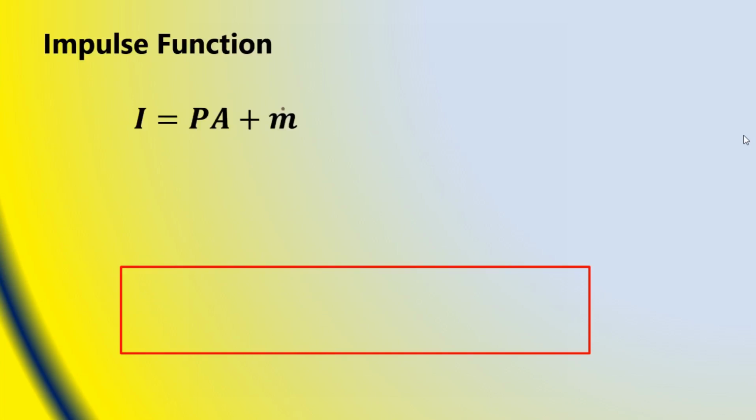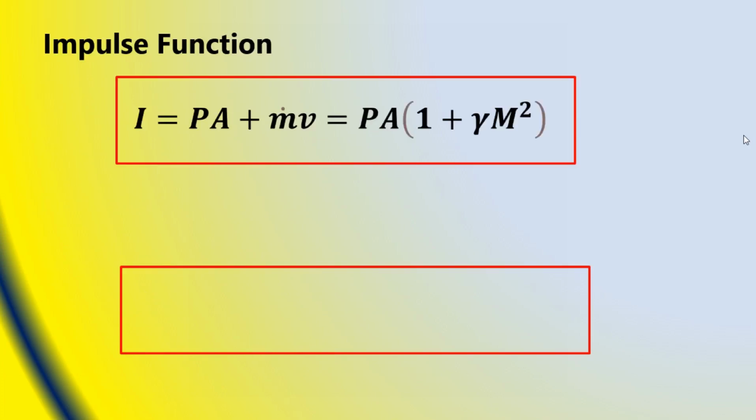5. Impulse function. Impulse, denoted by I, is equal to the product of pressure, P, and area, A, plus the product of mass flow rate, m dot, and velocity, V. Alternatively, it can be expressed as pressure, P, times area, A, multiplied by 1 plus gamma times Mach number, M, squared.